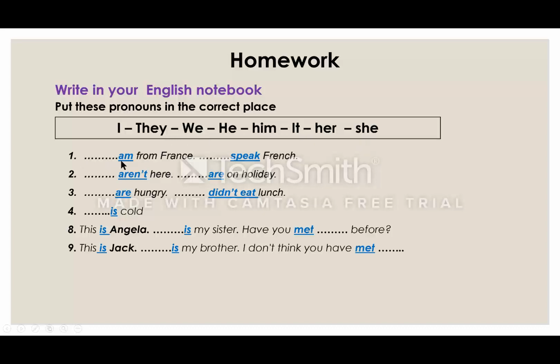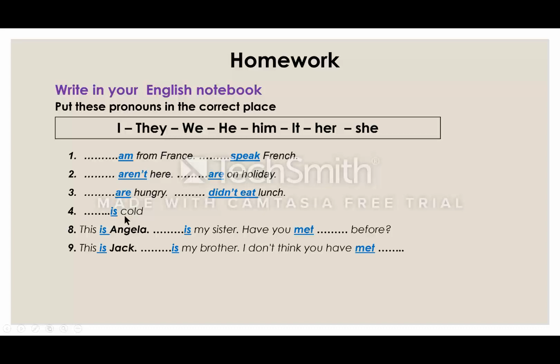1. Am from France. Speak French. So, we have a verb here. So, before the verb, what are we supposed to write? 2. Aren't here. Are on holiday. So, before the verb. Which pronoun will we choose to write before the verb? Subject pronoun or object pronoun? Number 3. Are hungry. Didn't eat lunch. Before the verb. So, subject or object?